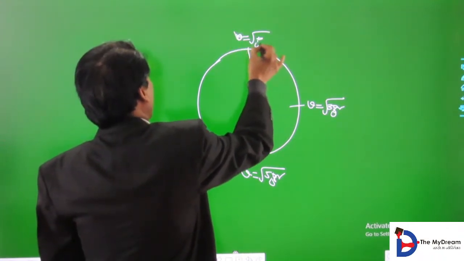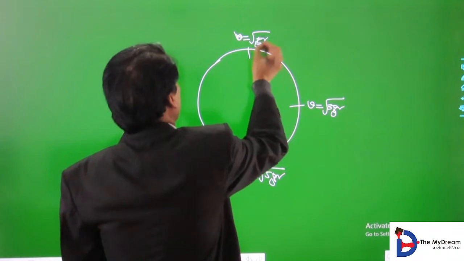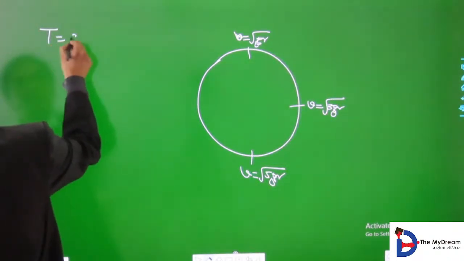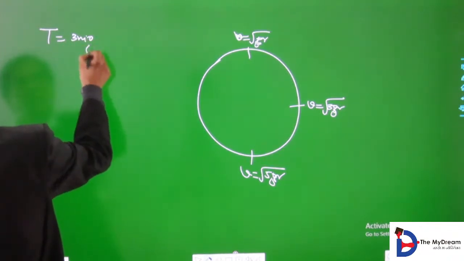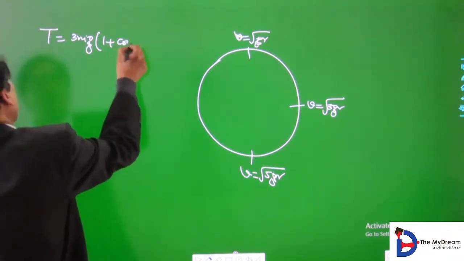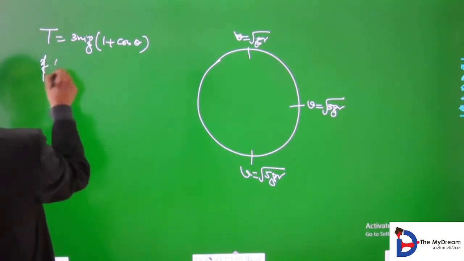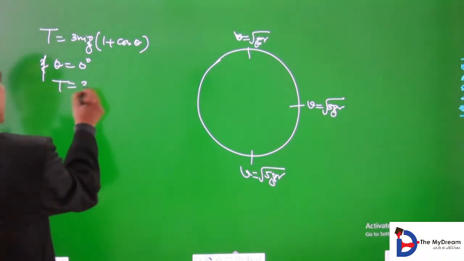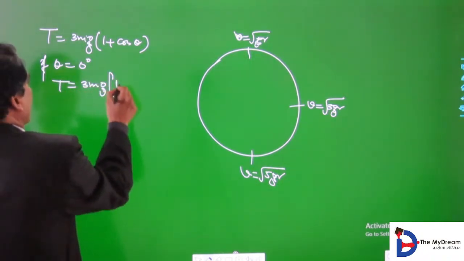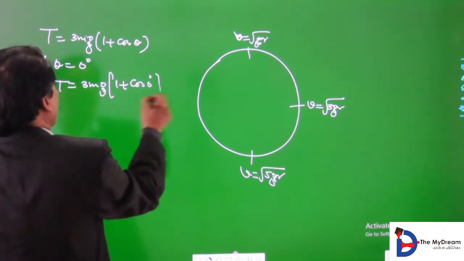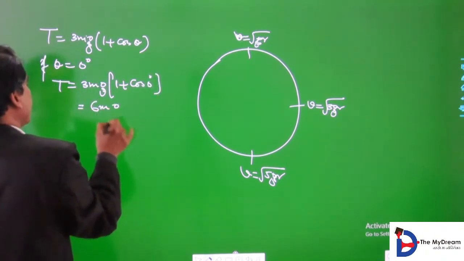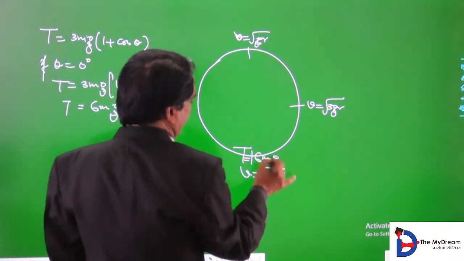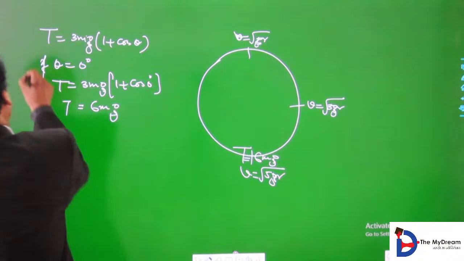As you solve the tension, ये जो इक्वेशन है उसको सॉल्व कर लिया, तब आप लिखेंगे T equals 3mg(1 plus cos theta). If theta is equal to 0 degree, then you will get 3mg(1 plus cos 0). Cos 0 is 1, it will become 6mg. 6mg is the tension at the lowest point. This is A.